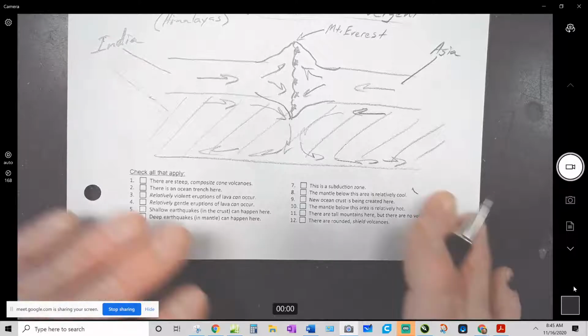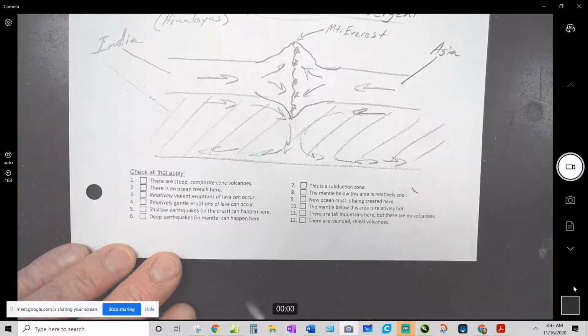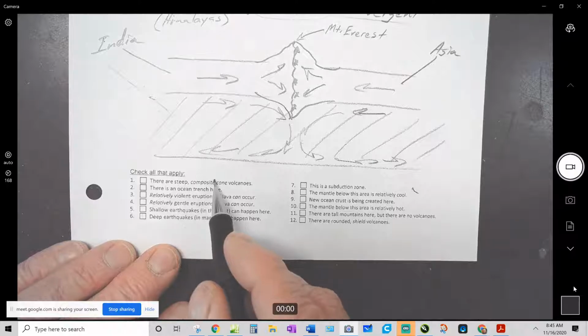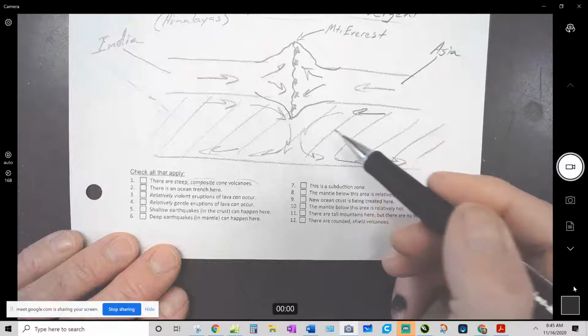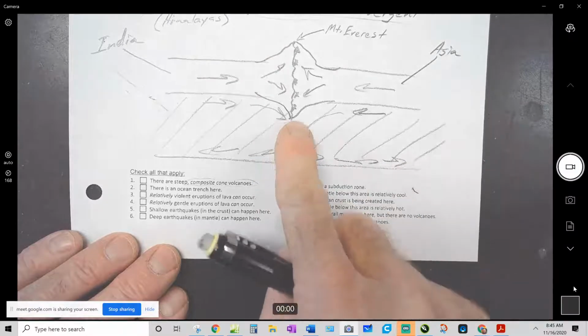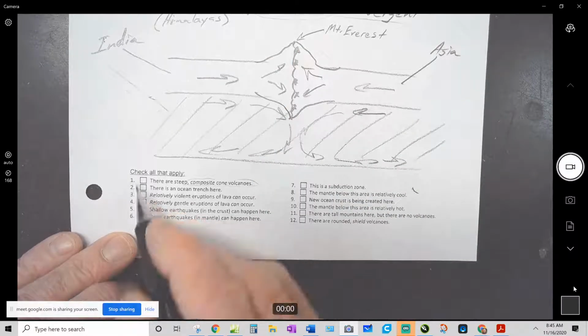Okay, so ready to answer the questions. Are there steep composite cone volcanoes here? Do you see any volcanoes here? For volcanoes, there have to be lava, and there's no magma, no melted stuff. All the stuff in the mantle is not getting up there. So there's none of that.